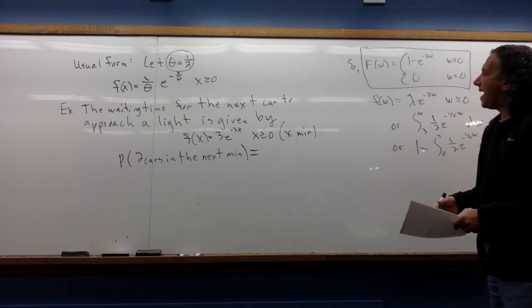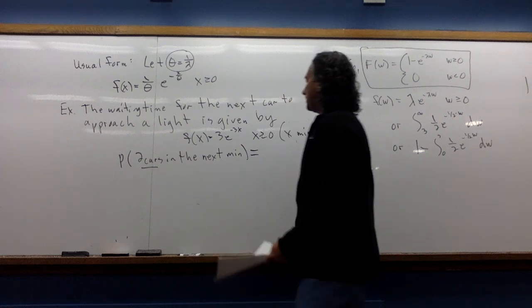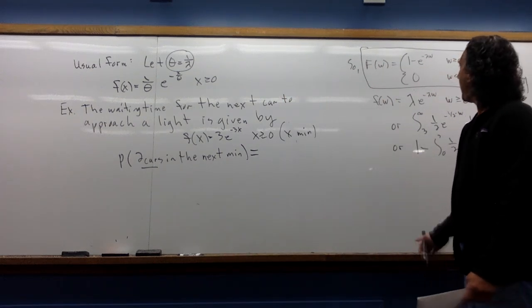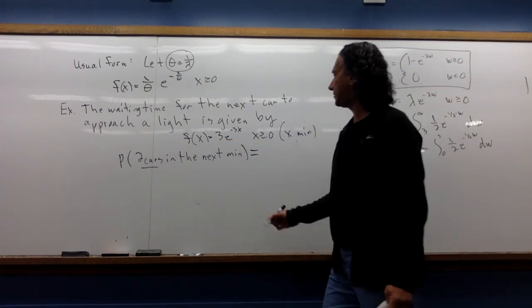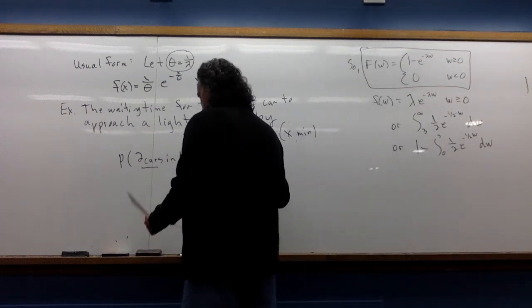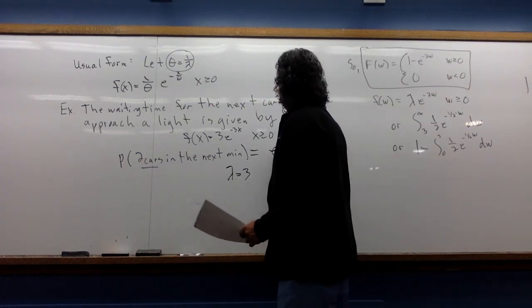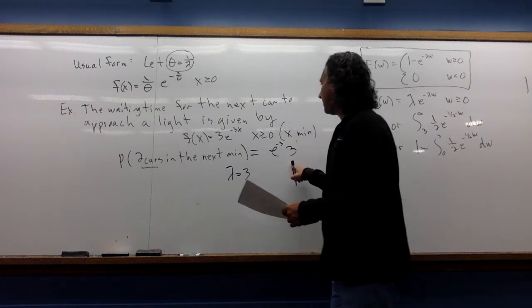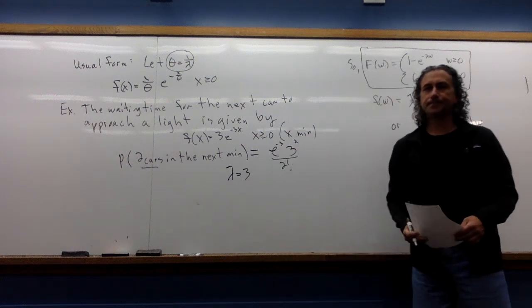Okay, well, let's see. This is a counting question, so it's a Poisson distribution question, so I need to know what lambda is. And lambda, by what I see here, is equal to 3. So 2 cars in the next minute is just going to be e to the minus lambda, lambda to the x over x factorial, with x equal to 2.